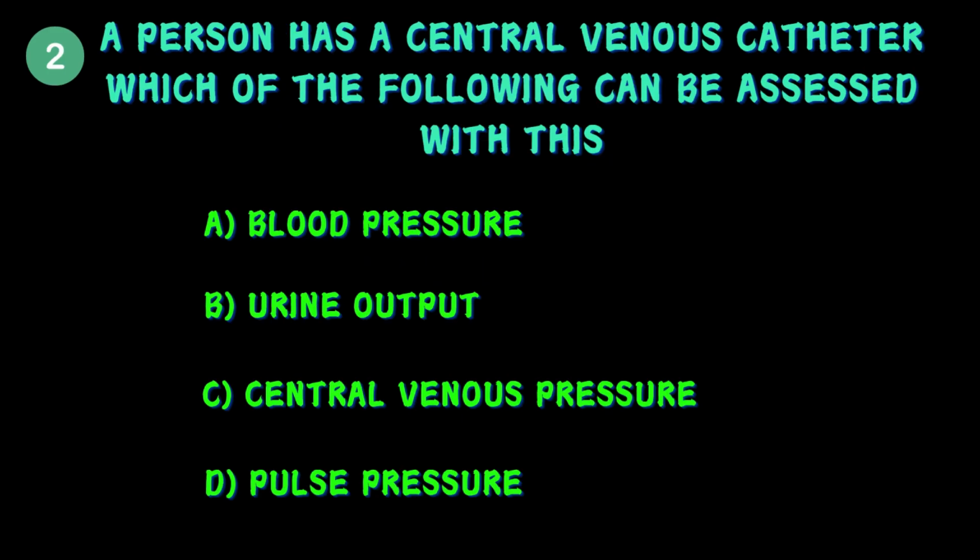Question: a person has a central venous catheter. Which of the following can be assessed with this? In this question they ask the purpose of the central venous catheter. The options are option A blood pressure, option B urine output, option C central venous pressure, option D pulse pressure. Here the right option is C, central venous pressure is monitored by a central venous catheter.